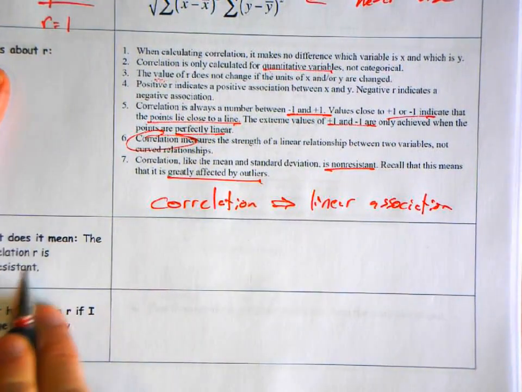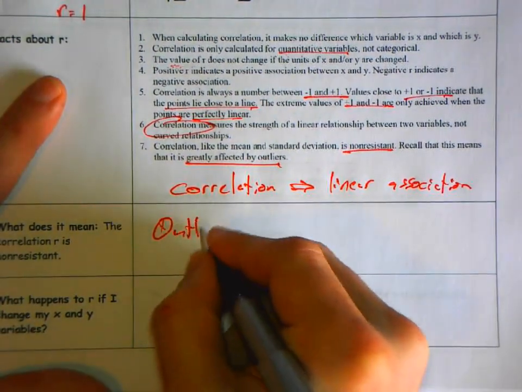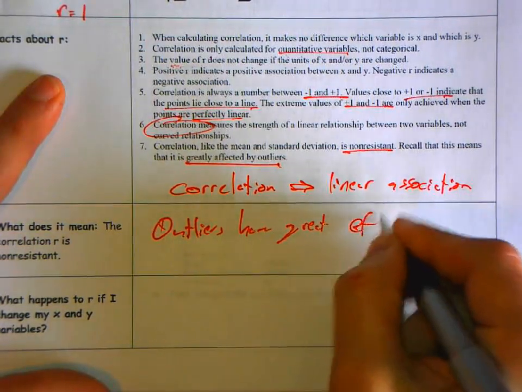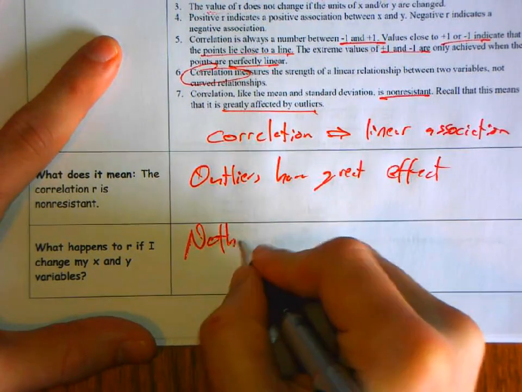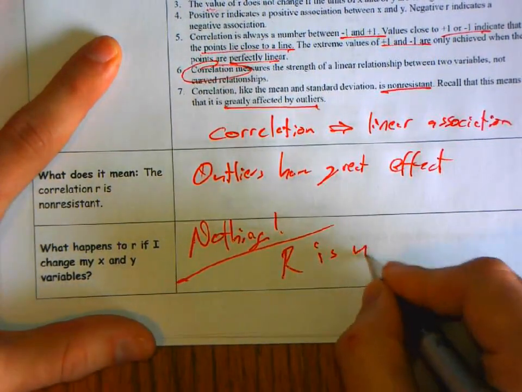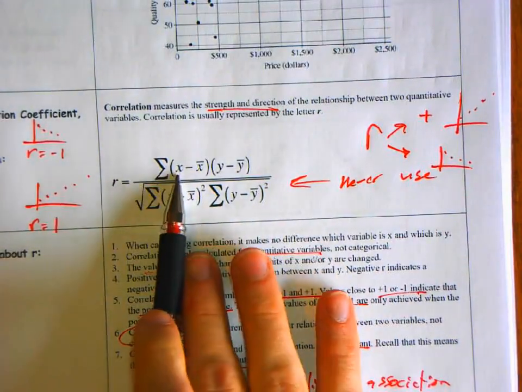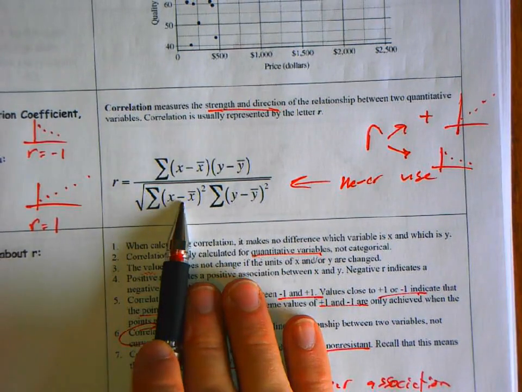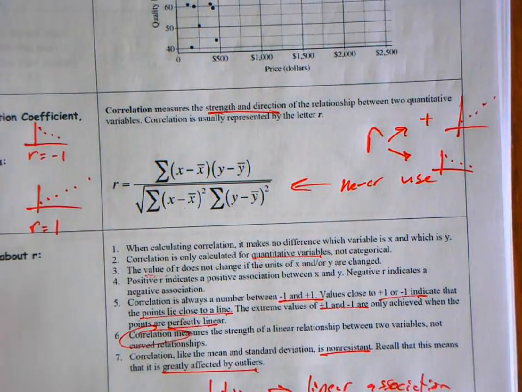What does it mean? The correlation R is non-resistant. Outliers have great effect. What happens to R if you change your variables? Nothing. Why? R is unitless. Take a look at why R is unitless. X minus X, Y minus Y. When you square root a squared unit, you get the unit. The units will cancel. There will be no units on R.